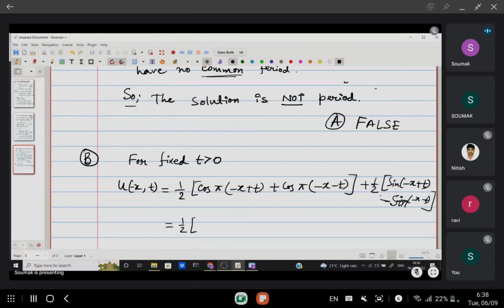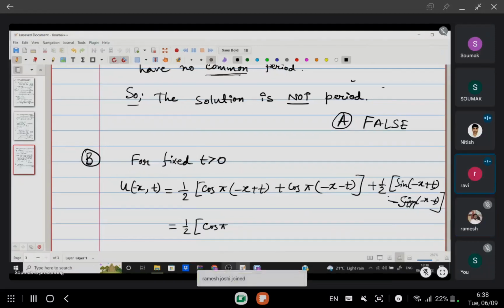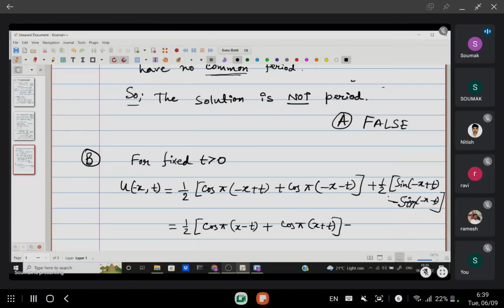So you know whether the cos function is even or odd, Ravi or Nitish? Sir, cos is an even function. So cos is an even function, you are right. So cos(pi x) is also even. So this is cos of (x-t), this is cos of pi(x+t). Is it okay for you? I am directly writing actually. This is minus.